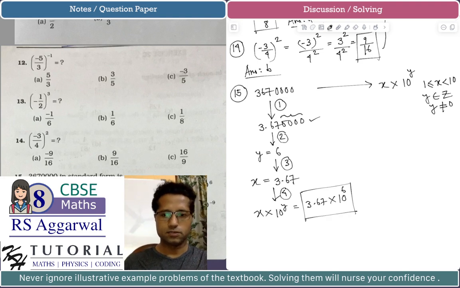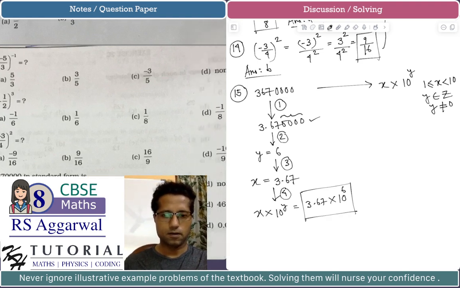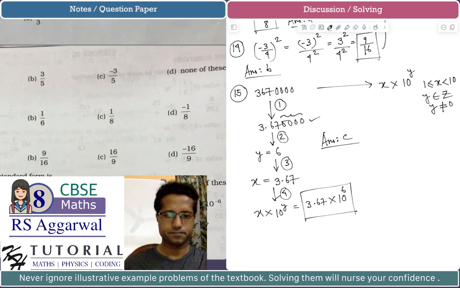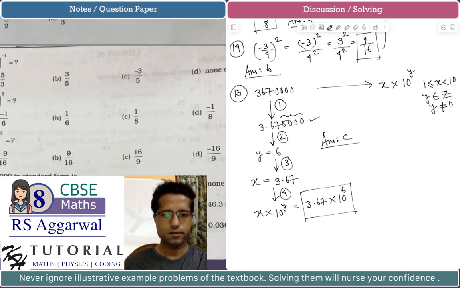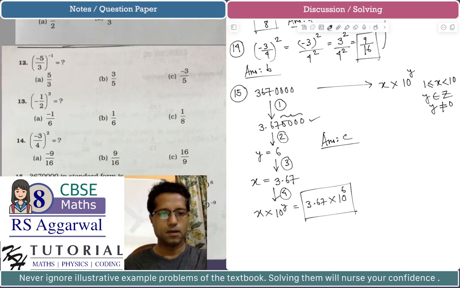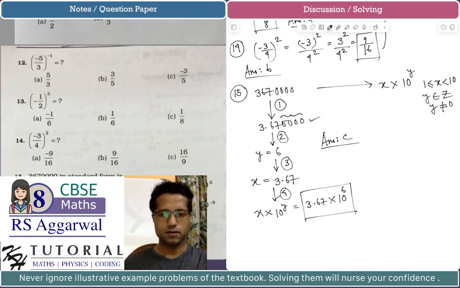So the correct choice will be choice C. Choice C is the correct choice. What was D? None of these. Okay, fine. Question number 16.